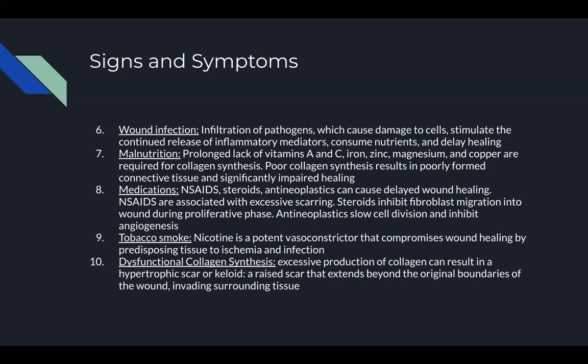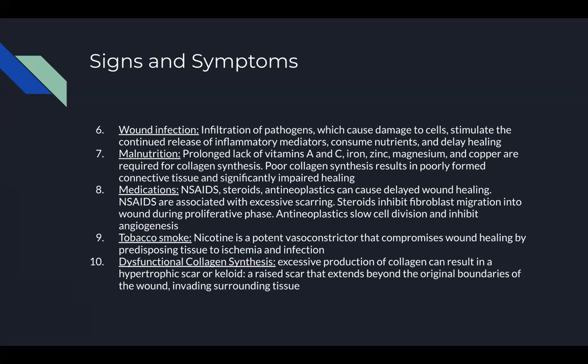Medications such as NSAIDs, steroids, and antineoplastics all delay wound healing. NSAIDs are associated with excessive scarring. Steroids inhibit fibroblast migration, which is important for collagen release. And antineoplastics slow cell division and inhibit angiogenesis. Tobacco smoke, which is a potent vasoconstrictor, compromises wound healing by predisposing tissue to ischemia and infection.